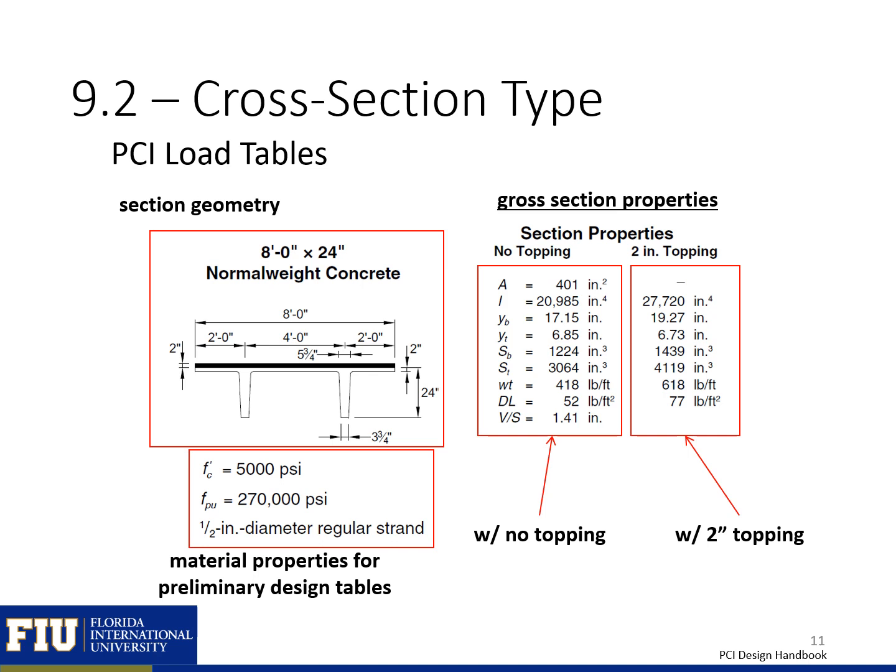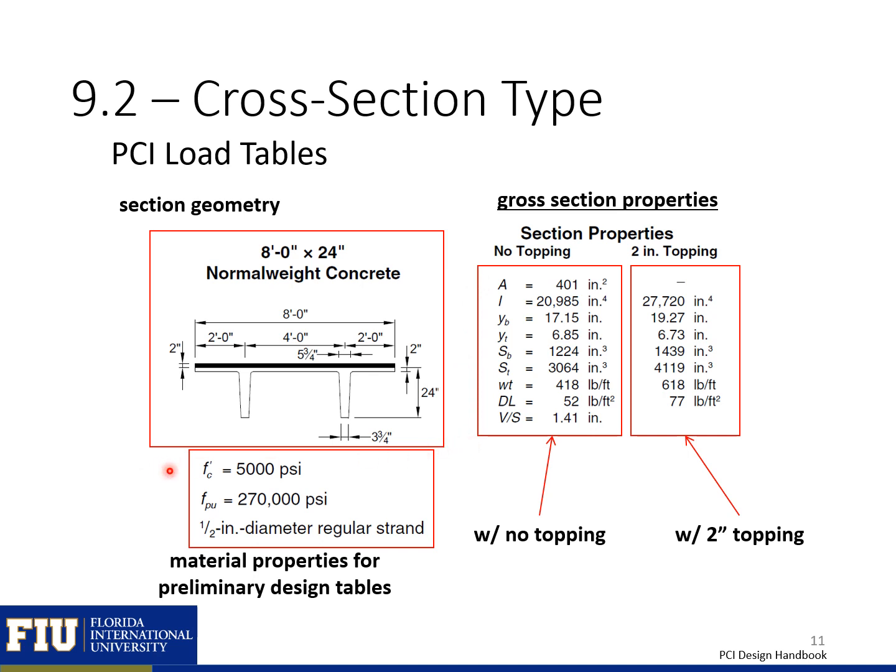So here's a zoomed in view of the section geometry and standard properties that are available at the top of these load tables. So you can see you're given the area, moment of inertia, the distance between the bottom and the centroid and the top and the centroid of the section, your section modulus, so your I divided by Y for bottom and top, your standard weight for the section, the dead load, so additional superimposed dead load on the structure, and then also volume to surface area ratio. So you can use these in the design process for the standard section.